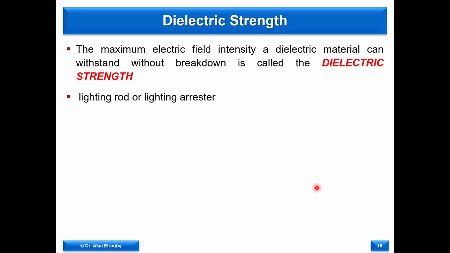The air will be ionized, the positive charge in one direction, the negative charge in the other direction, and the cloud will discharge to the earth. And this is a breakdown for the insulator, which in this case is the air. So this is a breakdown.